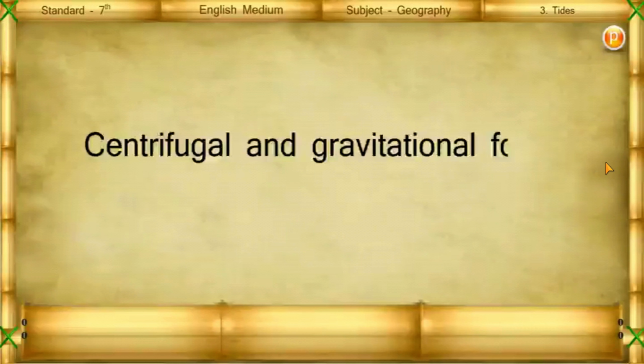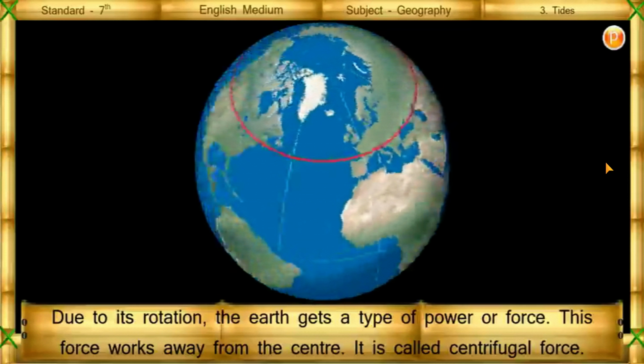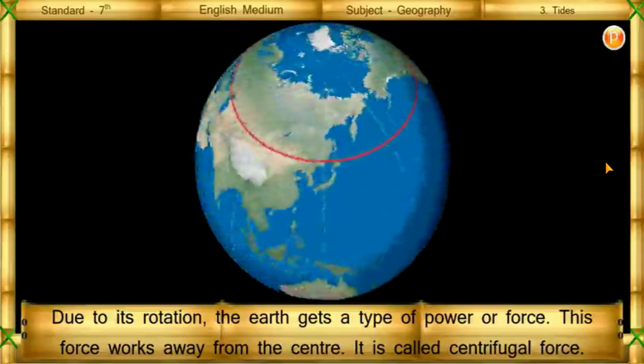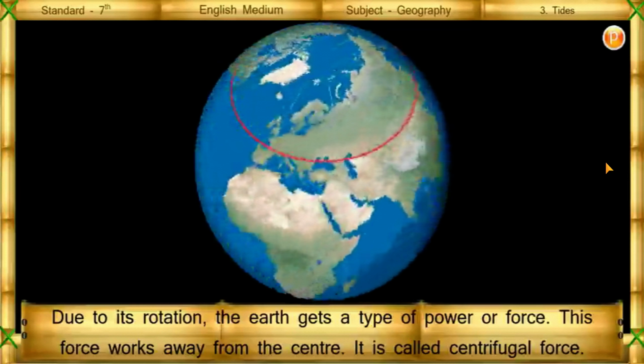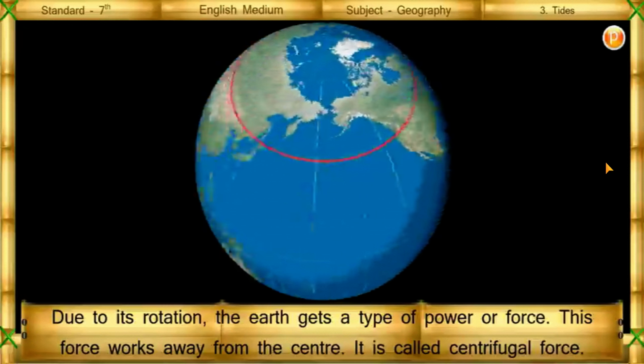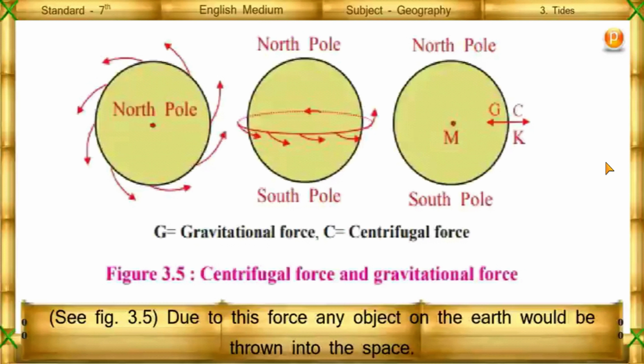Centrifugal and gravitational force. Due to its rotation, the earth gets a type of power or force. This force works away from the center. It is called centrifugal force. See figure 3.5.